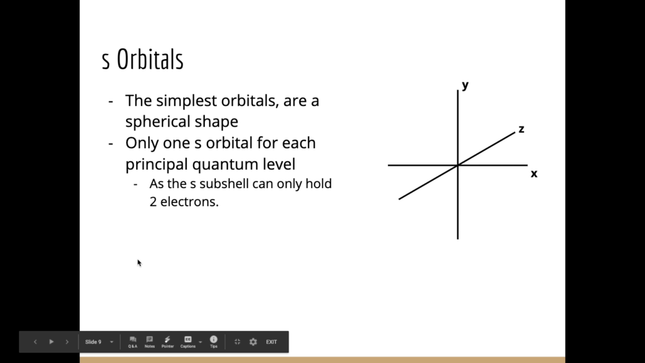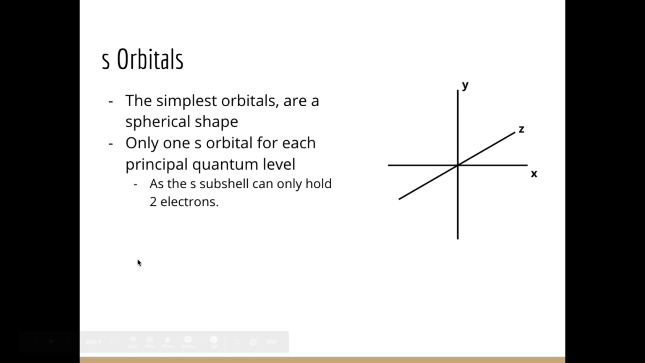Let's look at the 2 orbitals that we really care about, the s and the p. The s orbital is the simplest orbital. It is just a spherical shape. There is only one s orbital for each principal quantum level, as the s subshell can hold 2 electrons.